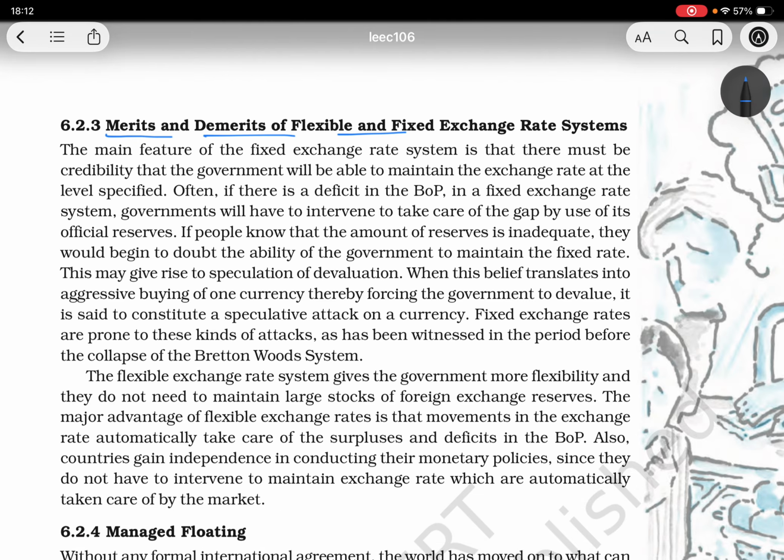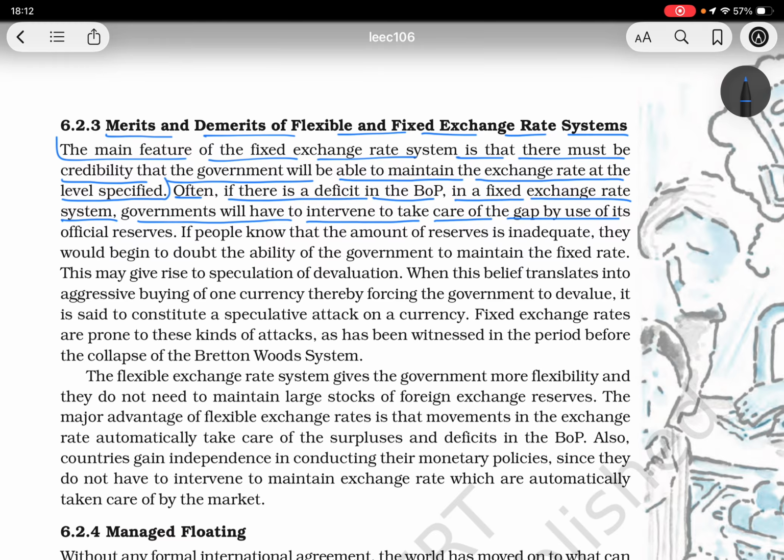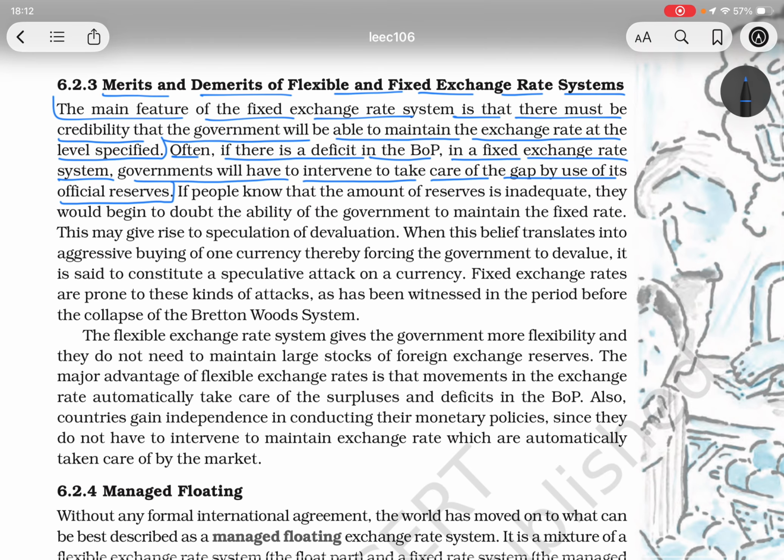Merits and demerits of flexible and fixed exchange rate systems. The main feature of the fixed exchange rate system is that there must be credibility that the government will be able to maintain the exchange rate at the level specified. Often, if there is a deficit in the BOP in a fixed exchange rate system, governments will have to intervene to take care of the gap by use of their official reserves. If people know that the amount of reserves is inadequate, they would begin to doubt the ability of the government to maintain the fixed rate.